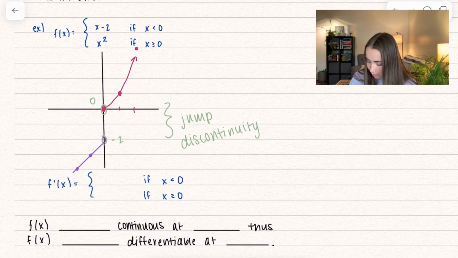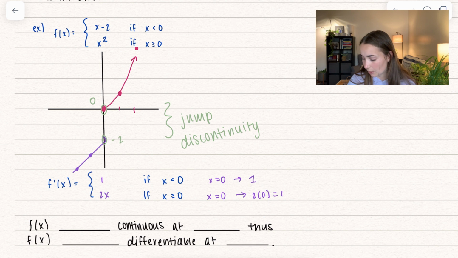So here, f prime of x, I can take the derivative of the corresponding sides. First, we can take the derivative of x minus 2, and that's just going to be 1. And the derivative of x squared is going to be 2x. So if I were to plug in x equals 0 here, I get an output of 1 because it's always just going to be 1. Now on this other part, if I plug in x equals 0, my derivative is just going to be 2 times 0, which is equal to 0.